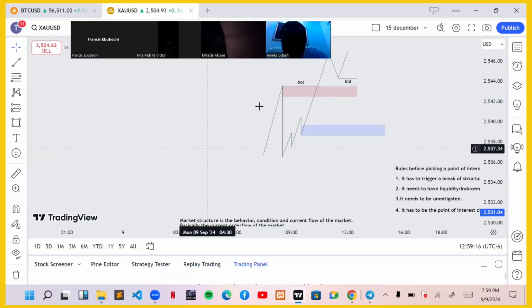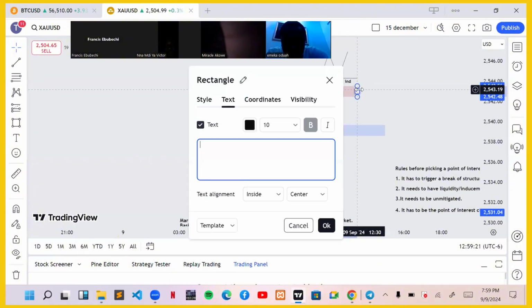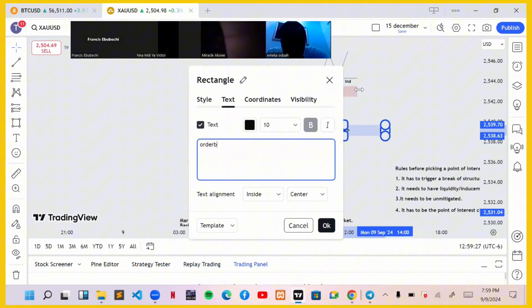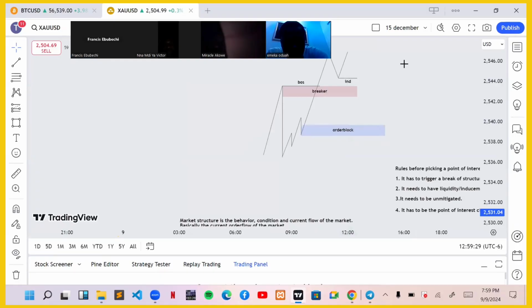Now, this is the breaker block right here. This is the order block. So I'll mark it out. Breaker, order block. Now, what you have to pay attention to after a break of structure or a market structure shift is that first pullback. It's very vital for you to pay attention to it. It's very crucial. That will tell you whether to use a breaker block to pick your entry or whether to use an order block.